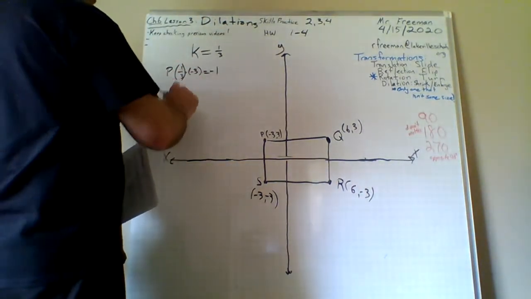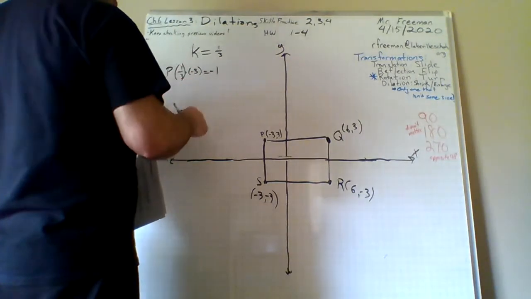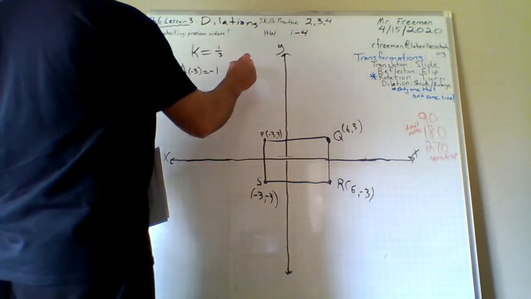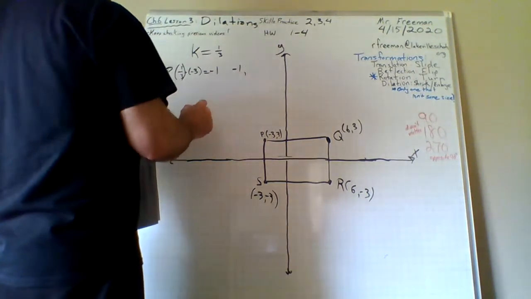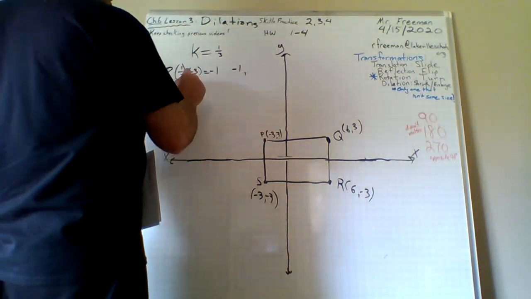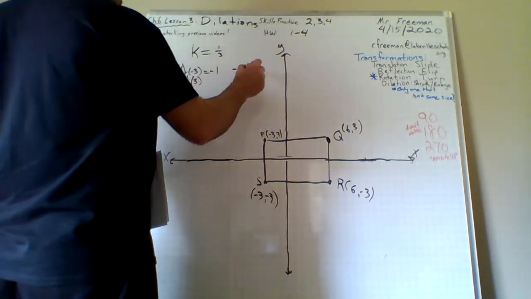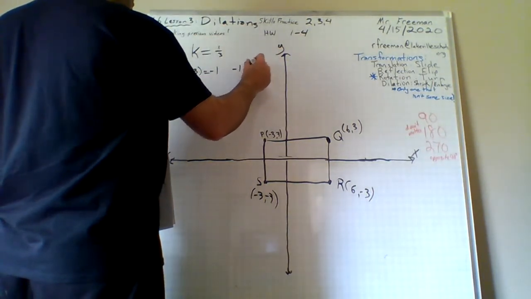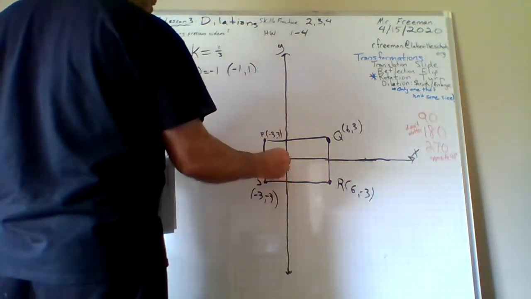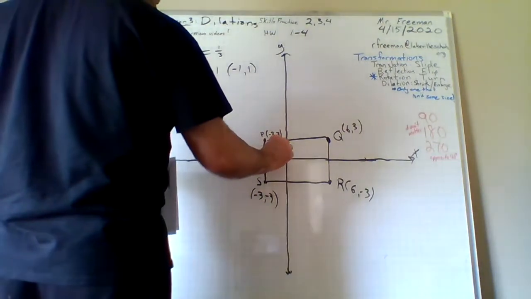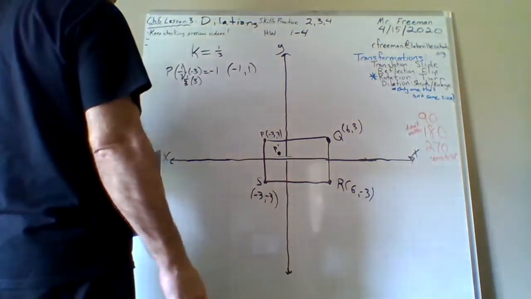Okay, when I simplify that, negative 3 over 3 is negative 1. So my first coordinate is going to be negative 1. My second coordinate was 3 also, so 1/3 times 3 is going to be a positive 1. So negative 1, 1 is going to be my new starting point for my P prime.